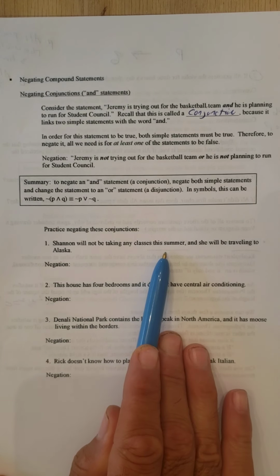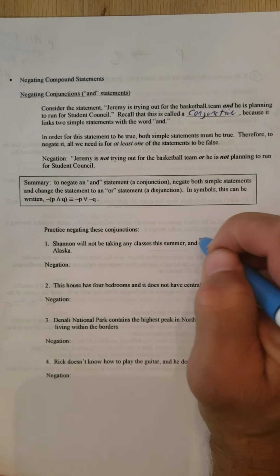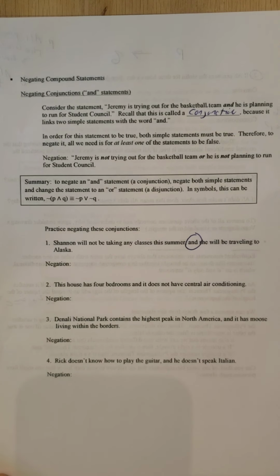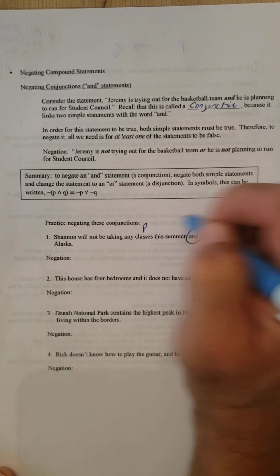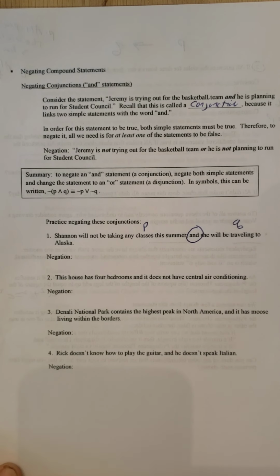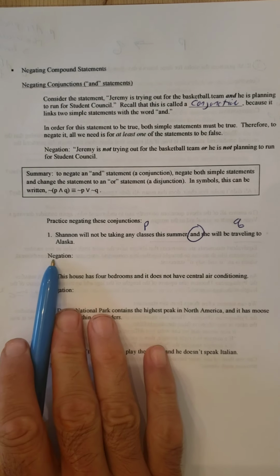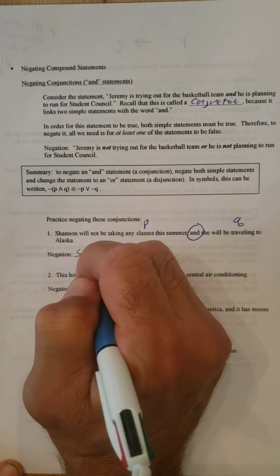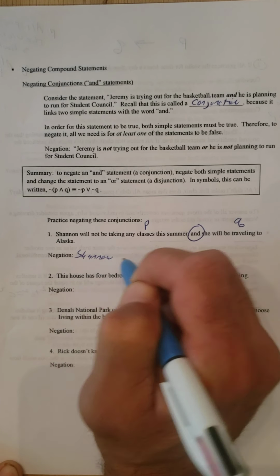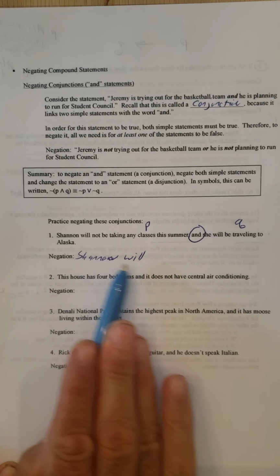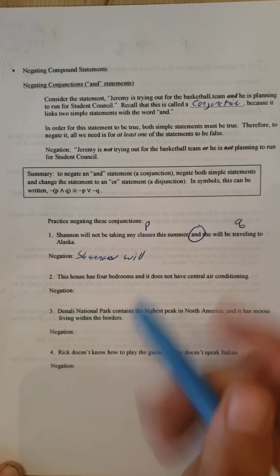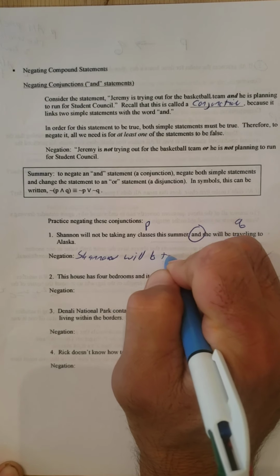Shannon will not be taking any classes this summer, and she will be traveling to Alaska. So this is statement P, and this is statement Q. So the negation of this will be that Shannon will, the negation of will not is will. Shannon will be taking classes this summer.